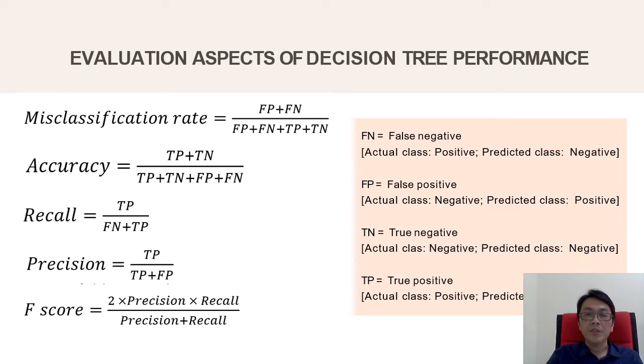These are the evaluation aspects of decision tree performance. In this research, we are going to use all of the aspects here. So we have the misclassification rate, accuracy, recall, precision, and F-score.